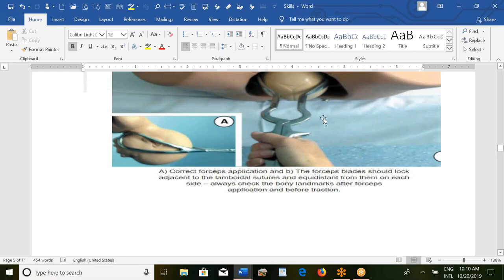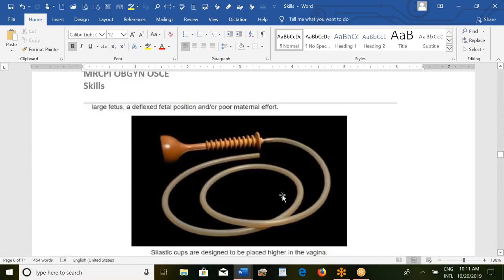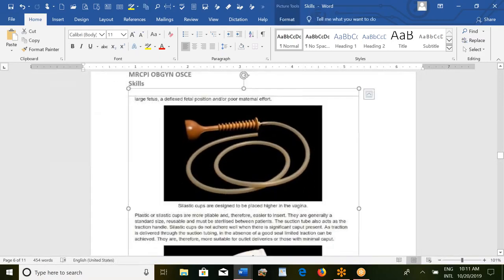Regarding the consent guidelines, you don't have to remember them. You are supposed to mention just the main problems. Fetal injury can be there, cephalhematoma can be there, and serious hemorrhage can be there, so you have to take permission from the patient. There are more fetal concerns with the vacuum. You don't have to remember the full consent guideline, just mention two or three points.